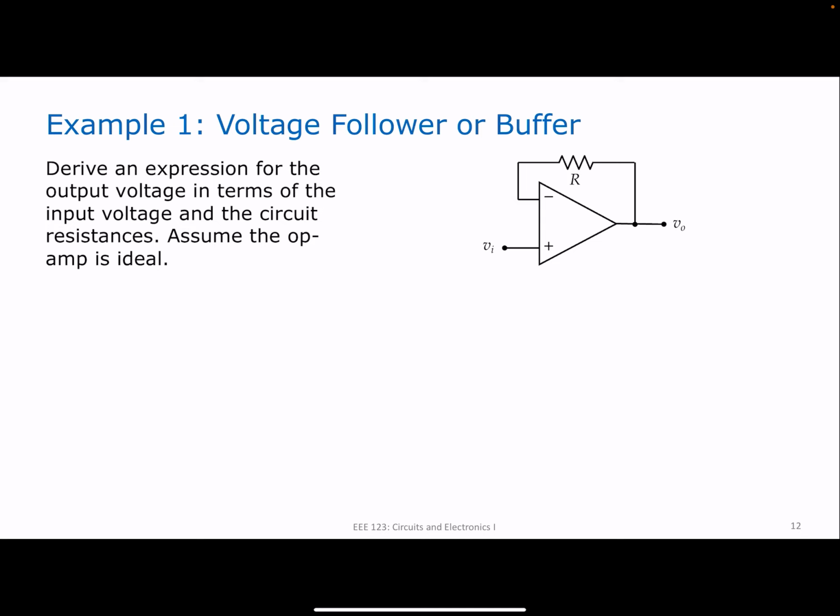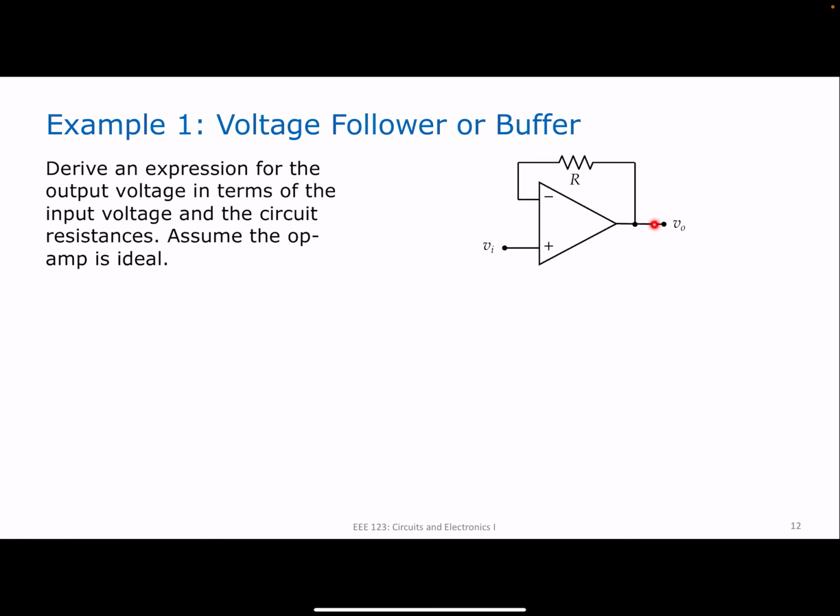This is the simplest possible op-amp circuit, and we call this a voltage follower or buffer. You're asked to derive an expression for the output voltage in terms of the input voltage and the circuit resistances. Assume that the op-amp is ideal. First of all, let's check. Is there negative feedback? Yes, there is. This is my output. I sample it using a resistor and feed that back into my inverting input. So that is negative feedback.